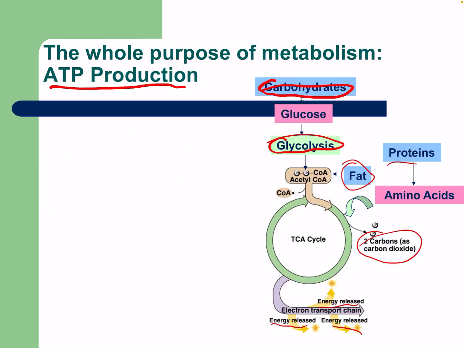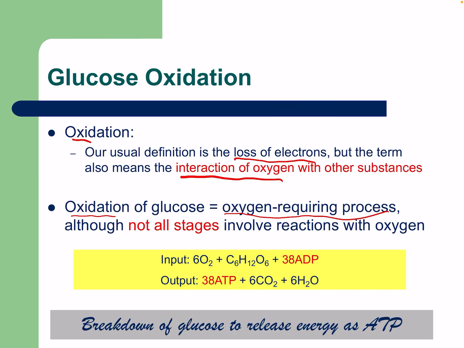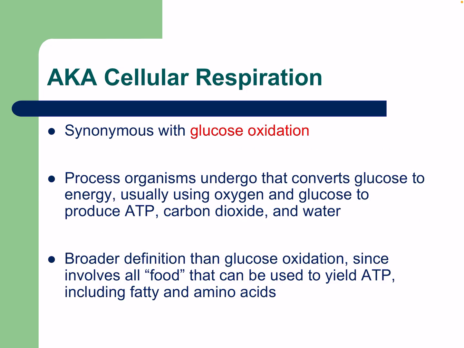Throughout this entire cycle, our input is 6 oxygens, glucose, and 38 ADP, that's our diphosphate. The output is 38 ATP, 6 carbon dioxide, which needs to be expired, and 6 H2O. Again, the breakdown of glucose to release energy as ATP is the goal. This glucose oxidation is also called cellular respiration, which you've probably heard me say. So again, this is essentially synonymous with glucose oxidation.